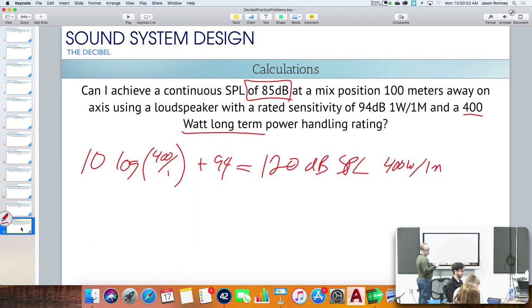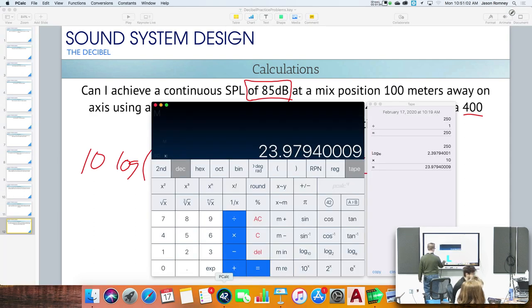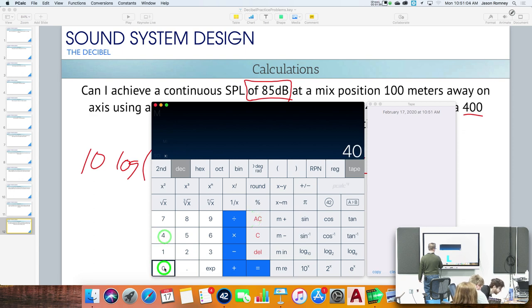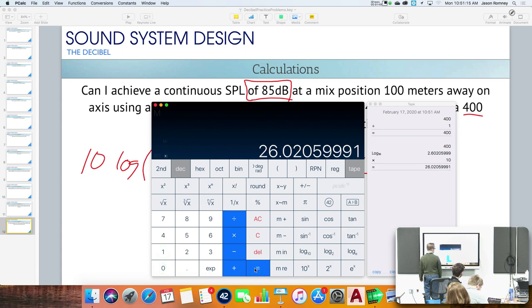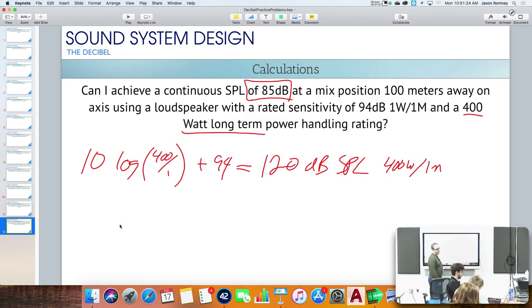So 400 divided by 1 is my first step. Log 10, times 10, equals 26.02, plus the 94, and I get 120 dB SPL, 400 watts, 1 meter.